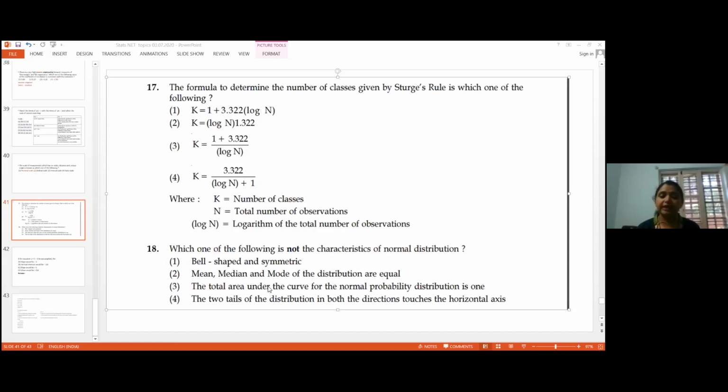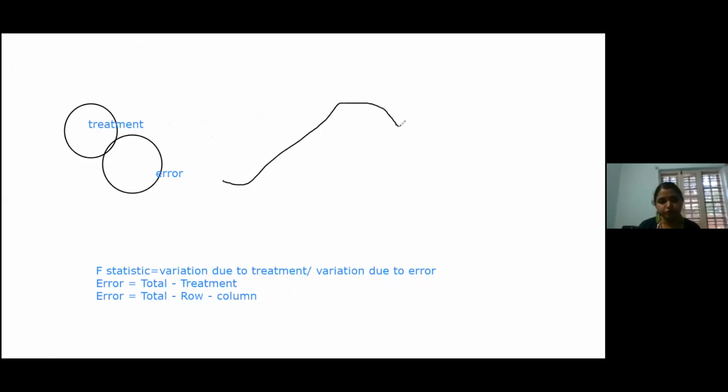Then, the total area under the curve of a normal probability distribution is 1. Yes, the total area under the normal probability curve is 1. And the two tails of the distribution in both directions touch the horizontal axis? No, it doesn't touch the horizontal axis. If a normal distribution is drawn symmetrically, you will always see that the line goes like this; it will never ever touch the x-axis. It is called an asymptotic touch. It will go to infinity and only then touch. So the answer to the question is D. It will never ever touch the horizontal axis.